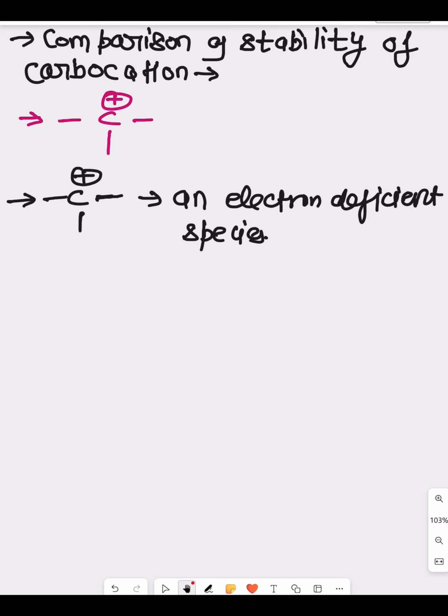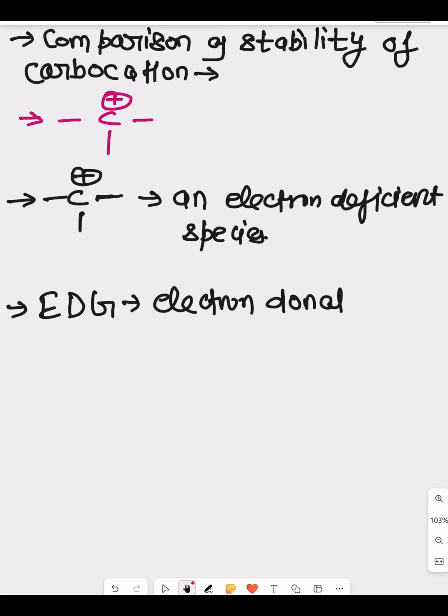So, any charged species is unstable. What we can do to neutralize this positive charge is that, see, in inductive effect, there are few electron donating groups and there are few electron withdrawing groups. Here your electron donating groups, that is your alkyl groups, are your electron donating groups.